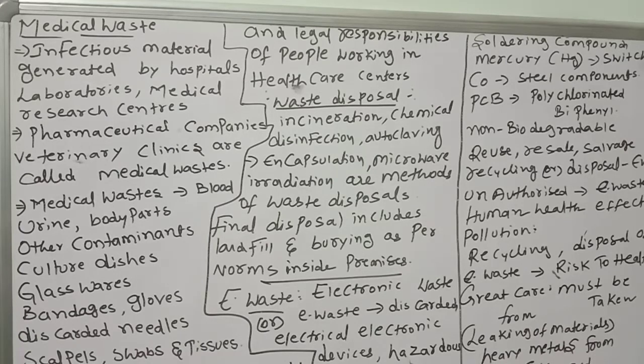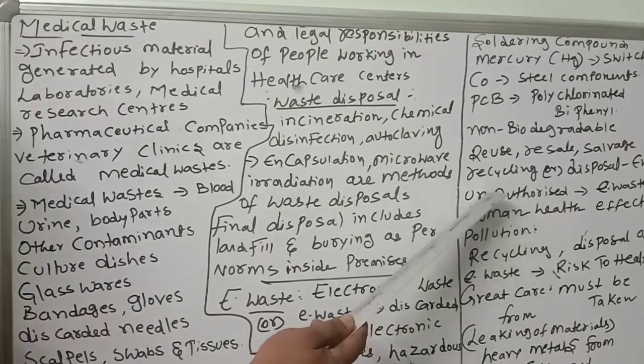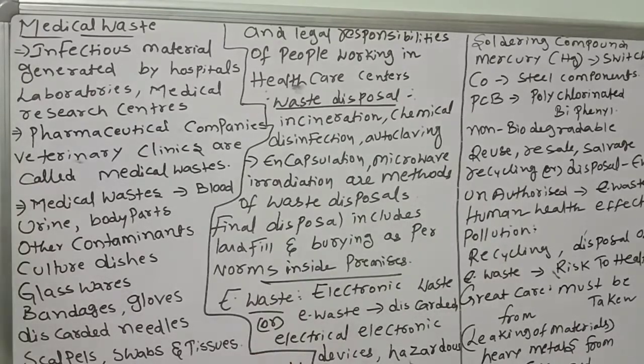Unauthorized processing of electronic waste. Some countries do unauthorized recycling of electronic waste. Very important: in developing countries this can lead to adverse human health effects and cause pollution. Some countries don't follow proper norms for recycling and disposal of electronic waste. Those countries will create big problems and risks to health, because this electronic waste is, as I said, highly hazardous. Very dangerous, a risk to health.